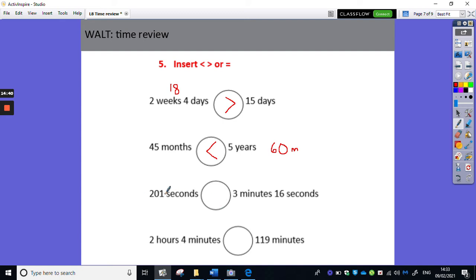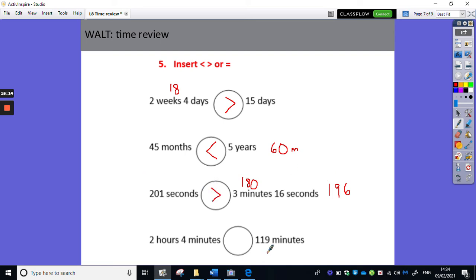Okay, the next one, 201 seconds or 3 minutes and 16 seconds. Again, it's always a little bit easier to do multiplication than division. So I'm going to do here 3 times 60. I know 3 times 6 is 18, and then add on that 0 because it's actually times 60. And then I need to add on the 16 seconds. So add that all together is going to be 196 seconds. So 201 or 196. So this one is greater.